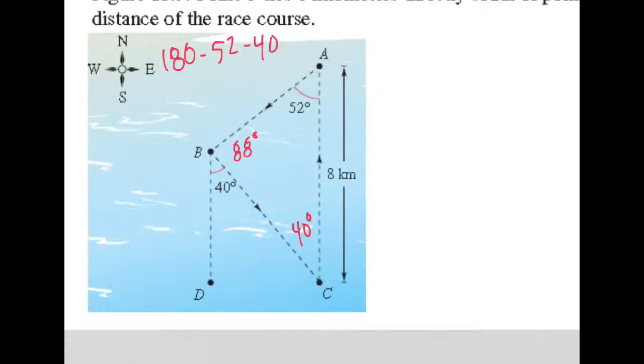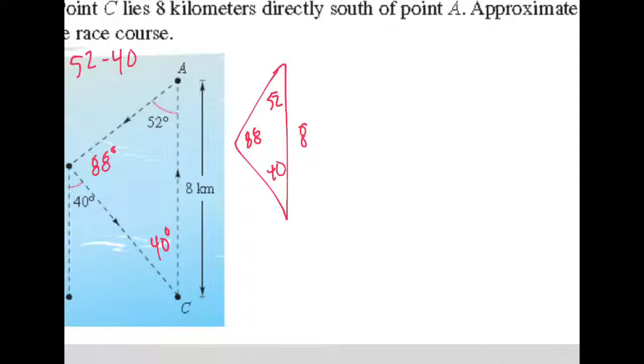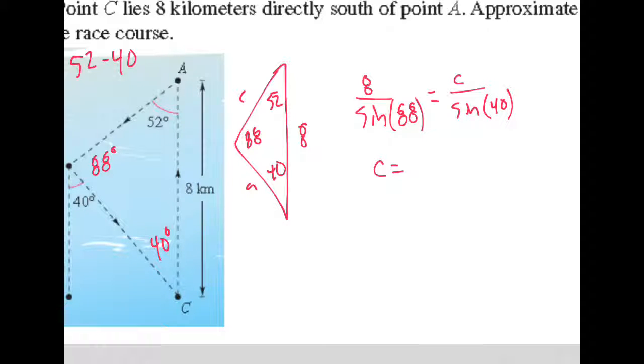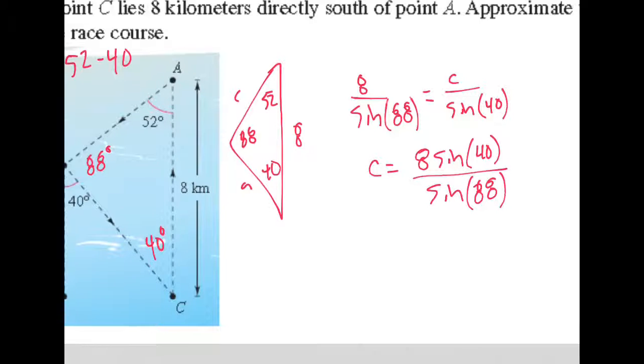Now we want to find all of the sides of this triangle. We've got 52, we've got 88, we've got 40 degrees, and we got that side length of 8. So let's set up some proportions. We're finding side lengths. Let's call this C, and we'll call this A. What do we know? We know that 8 over the sine of 88 is going to equal one of these other proportions. So let's say C over the sine of 40. So we'll get C equals 8 times the sine of 40 divided by the sine of 88. Plug it in to your calculator.